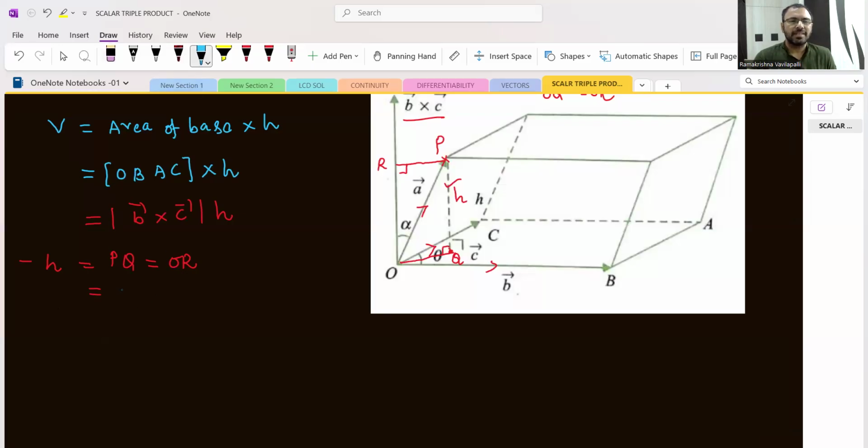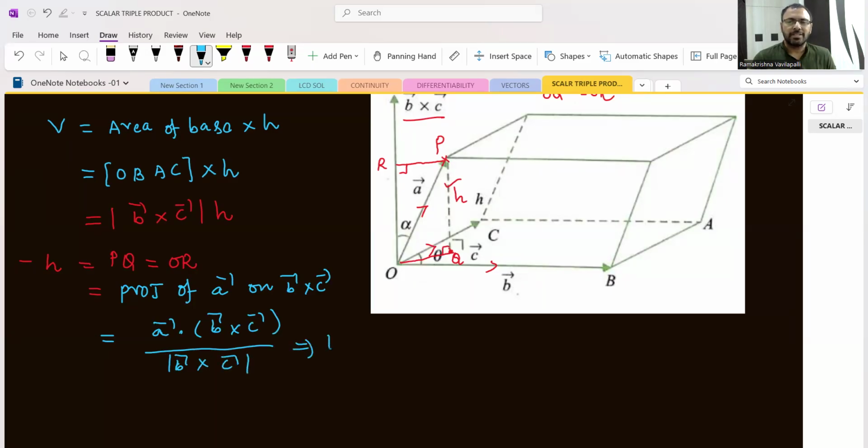This is nothing but the projection of A bar vector on B cross C, isn't it? So this is nothing but A bar dot B cross C whole by modulus of B cross C, which implies H into modulus of B cross C, just doing the cross multiplication. Numerator is nothing but box ABC. So this is nothing but the volume of parallelepiped formed by A bar, B bar, C bar.